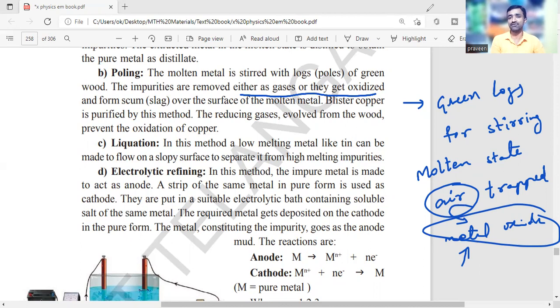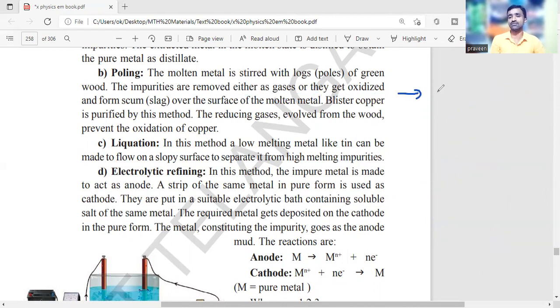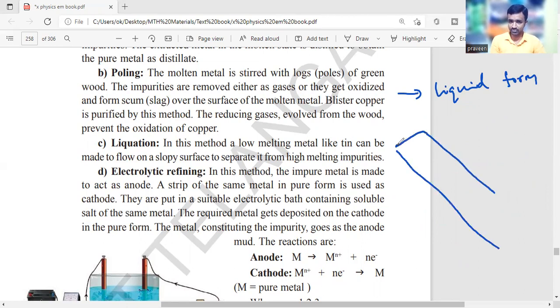Then about liquation. Liquation is nothing but converting into liquid form, right? So already it is available in the molten state. On further heating, the thickness may be reduced, or it may be available in the solid form. Okay, no problem. Then what we will do here is take a sloping surface. We are allowing them to flow on the sloping surface, right?